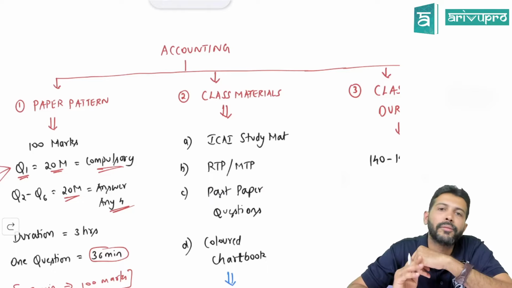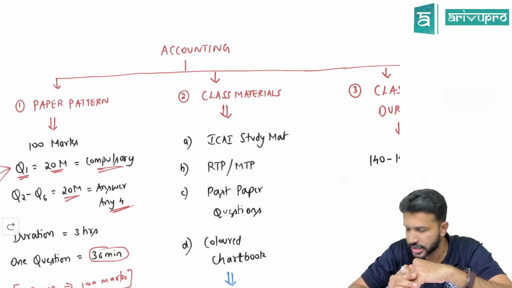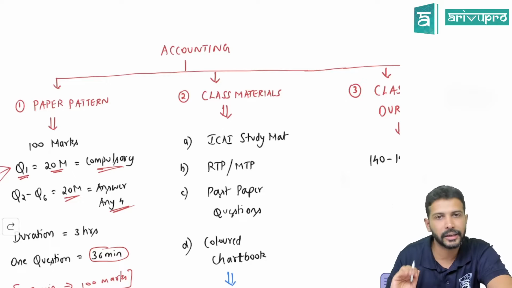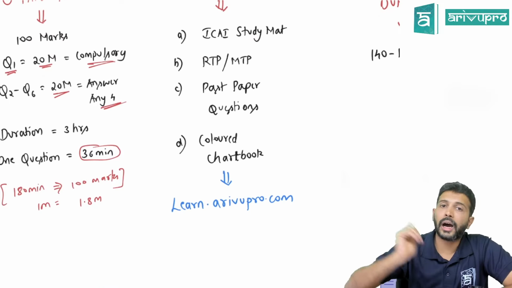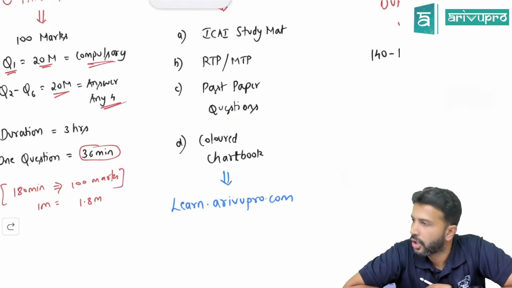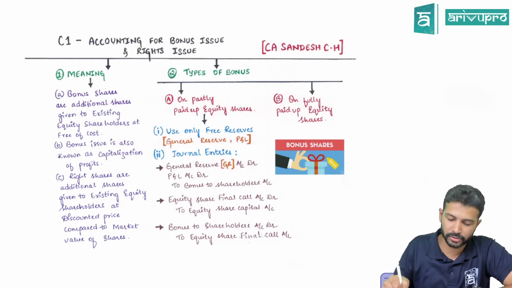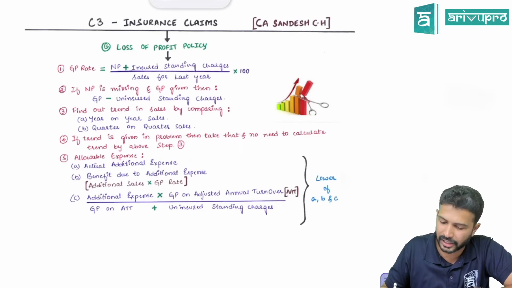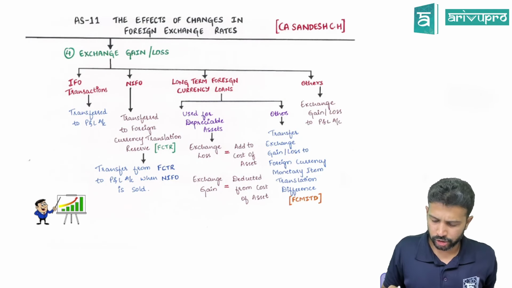So this is how we have designed our material. The material, I think you must have got it. We have made it keeping these in mind. And along with our main material, we also give something known as a colored chart book. For some of you who are seeing it for the first time, this is how a colored chart book looks like. I'm just showing you a sample copy over here.